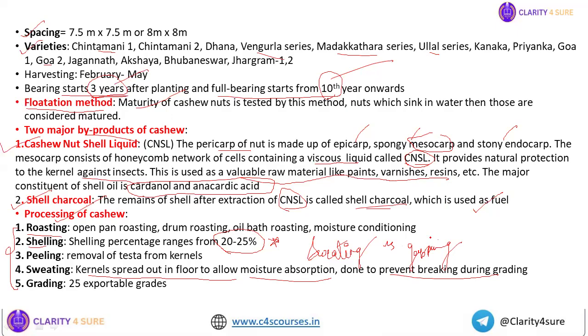In gapping, why do we let the moisture dry out? So that during storage there is no extra moisture which would otherwise spoil the tea leaves. Whereas in sweating, why do we allow moisture absorption? So that during grading and processing, the cashew nuts are not broken. So these are the two things. If you compare and read, you will never forget. And in case of cashew grading, there are 25 exportable grades.